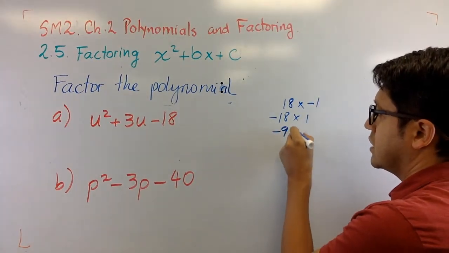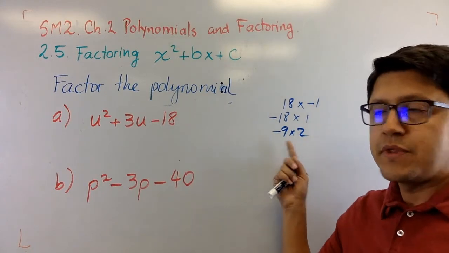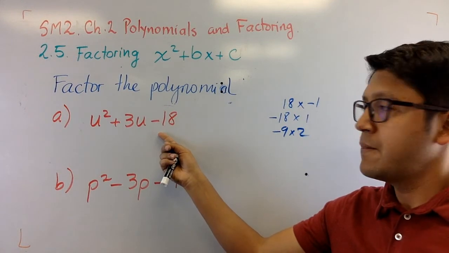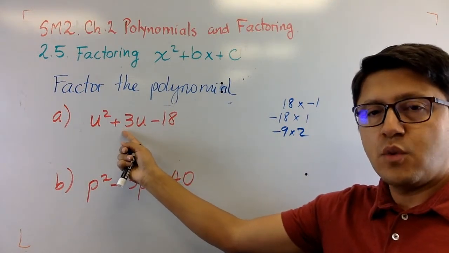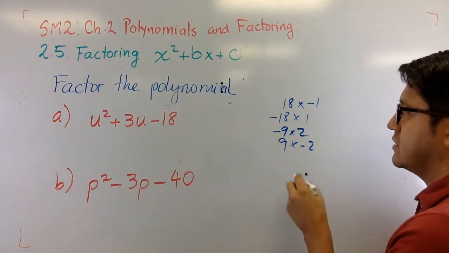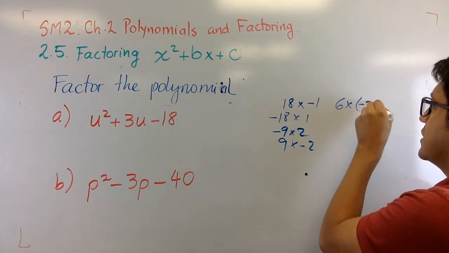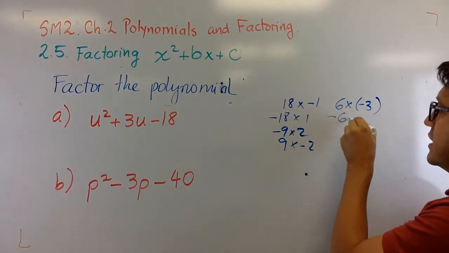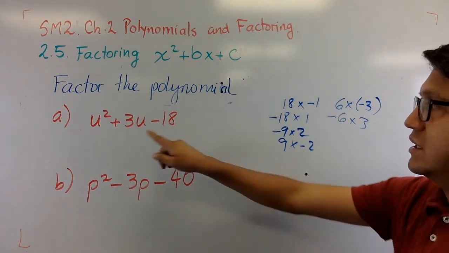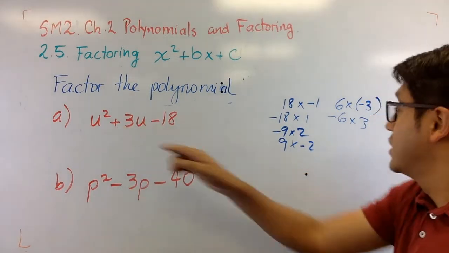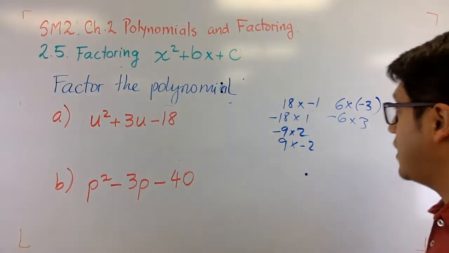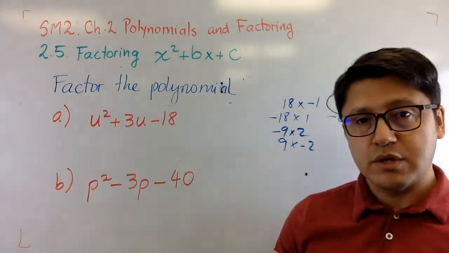If we keep going, negative 9 and 2. Again, I'm making sure that the ones I'm writing here have a product of negative 18. But still, I cannot find the ones that when added, you get a plus 3. You can keep going. This one doesn't work either. So the last one we have is 6 times negative 3 and negative 6 times 3. Well, negative 6 and 3, you get a negative 3, but you need a plus 3. So the one that works is this one, 6 and negative 3. Okay? So we just found the pair of numbers that might work, right?